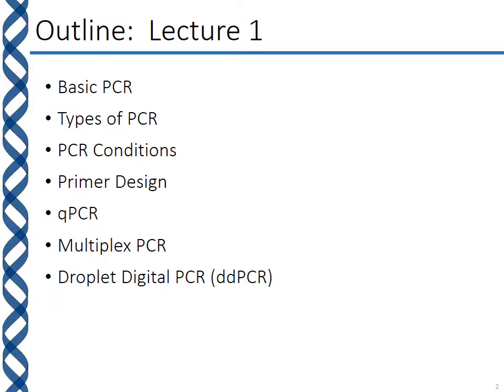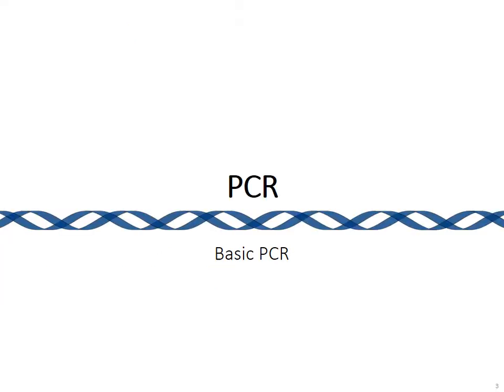Here's a brief outline of what we'll be discussing in this lecture. We're going to start off talking about basic PCR, take a look at some of the various types of PCR, look at PCR conditions in detail. We'll take a look at primer design, and then take a closer look at some of the different variations of PCR, namely quantitative PCR or qPCR, multiplex PCR, and droplet digital PCR or ddPCR. So first, let's take a look at the basic concepts and working of PCR.